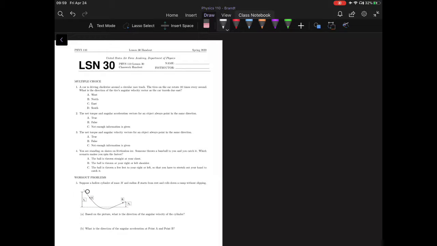All right, multiple choice for lesson 30 handout. Problem 1. We have a car driving clockwise around a circular racetrack. Tires on the car rotate 10 times every second. What is the direction of the tire's angular velocity vector as the car travels due east?